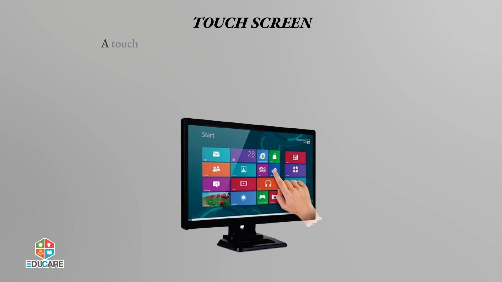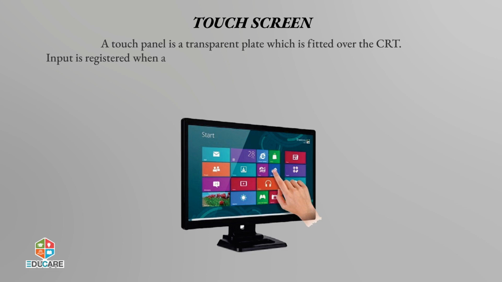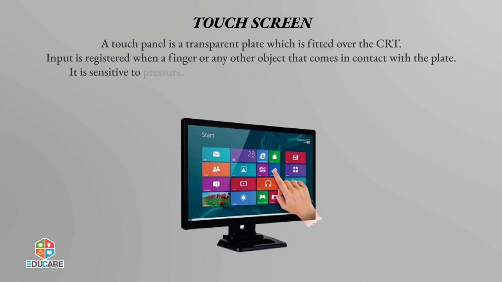Touchscreen. A touch panel is a transparent plate which is fitted over the CRT. Input is registered when a finger or any other object comes in contact with the plate. It is sensitive to pressure. You will find touchscreen on laptops, mobile phones, ATM machines, etc.